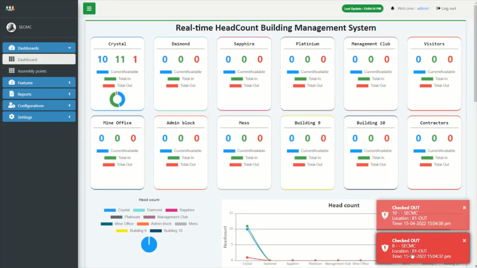Now it becomes 10, now 9. The two people get out of the building, and you can even see the beautiful spline graph. It also reflects with the figure as well.